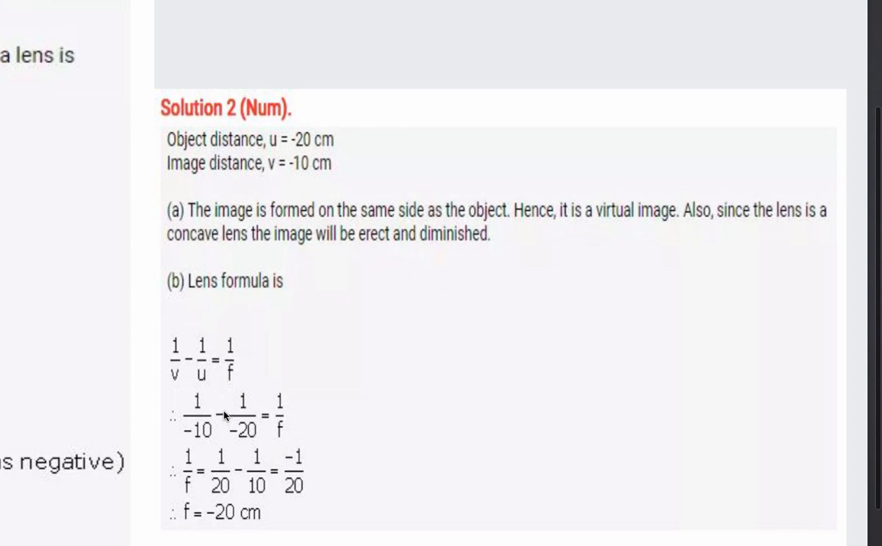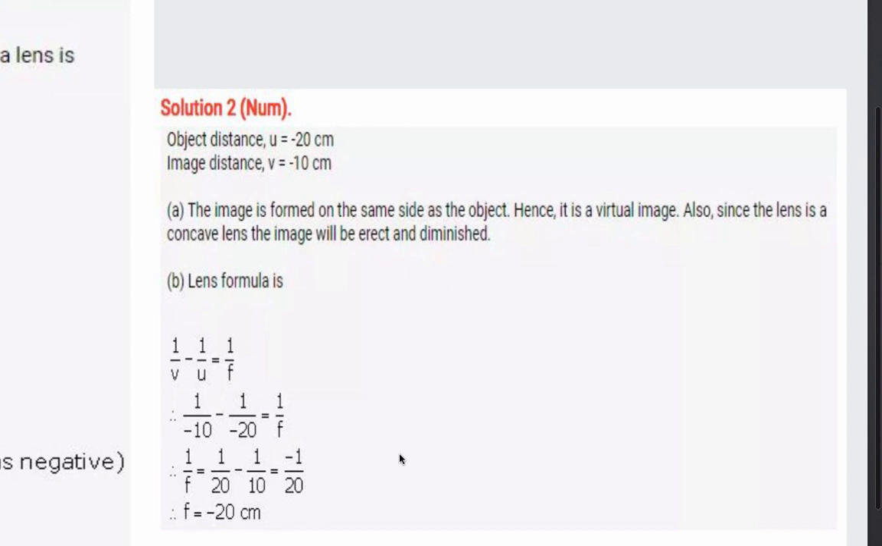Work out the calculations. Yes, we get 1 upon minus 10, right? And plus 1 upon 20. I've just rearranged it, nothing else. It comes out minus minus plus, so 1 upon 20 positive and this negative. 20 is the LCM. 1 minus 2, minus 1 upon 20. This is 1 upon f. So focal length will be what? Reciprocal of it, both the sides. f comes out minus 20.